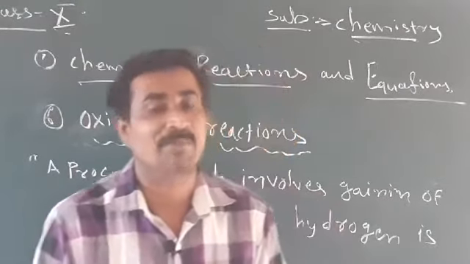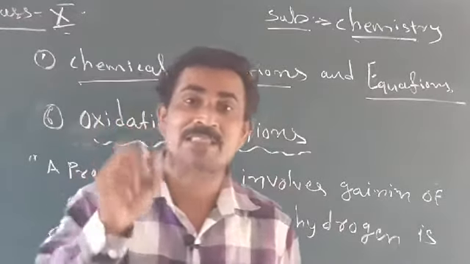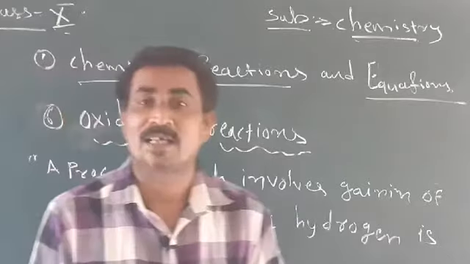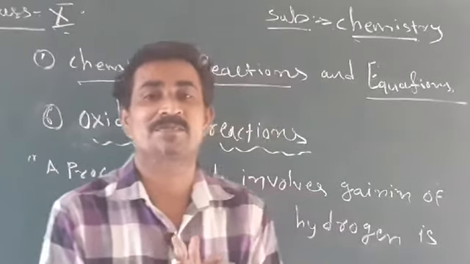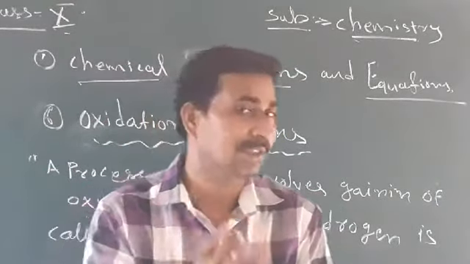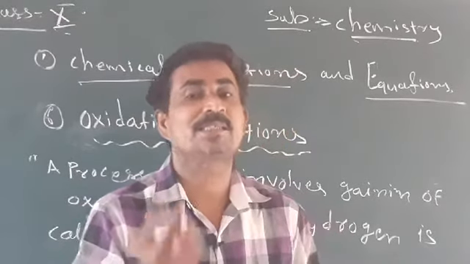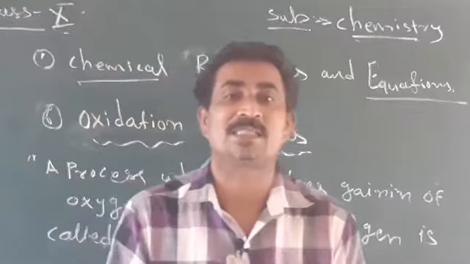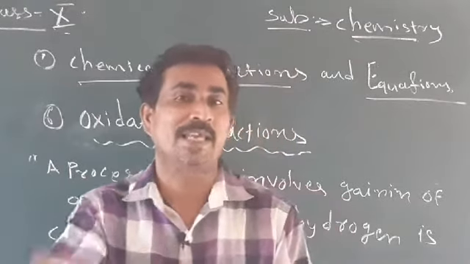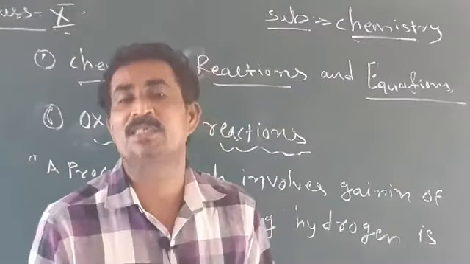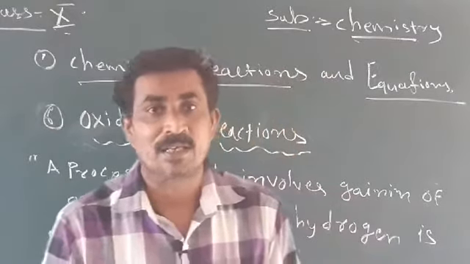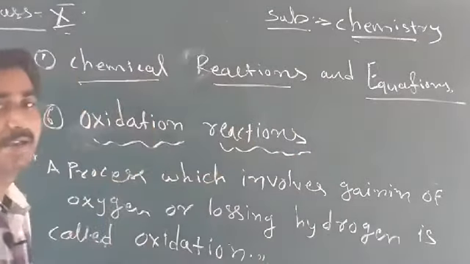Among the types of chemical reaction, reaction number 6 is the oxidation reaction. What is oxidation, and how does the oxidation reaction go on? In a reaction where oxygen is added and hydrogen is removed, we call it an oxidation reaction. What is the definition of oxidation?